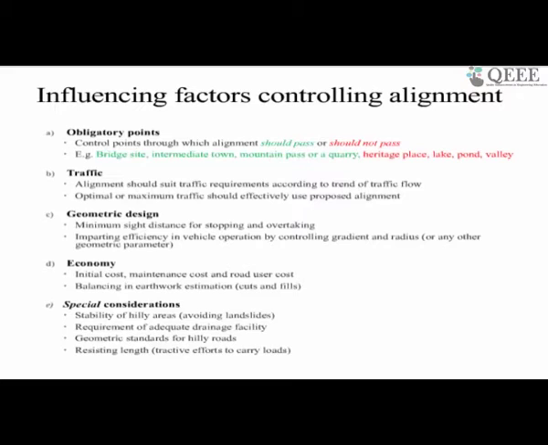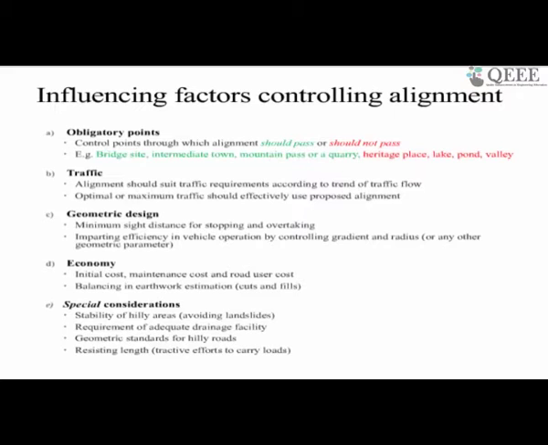The other influencing factor is the geometric design. Based on the classification of the roadway, the roadway needs to meet certain geometric features, and that influences the overall alignment. So in a national highway or expressway you will have a milder curve compared to the local highway. So that is one example.